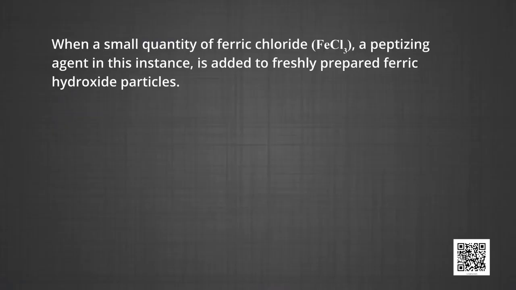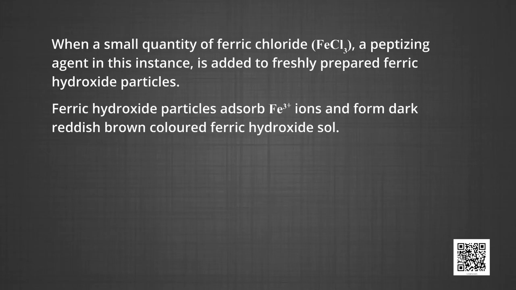These repel each other and ultimately lead to the breakup of the precipitate into smaller particles of the size of a colloid. When a small quantity of ferric chloride, that is a peptizing agent in this instance, is added to freshly prepared ferric hydroxide particles, the ferric hydroxide particles adsorb Fe3+ ions and form dark reddish brown colored ferric hydroxide sol.